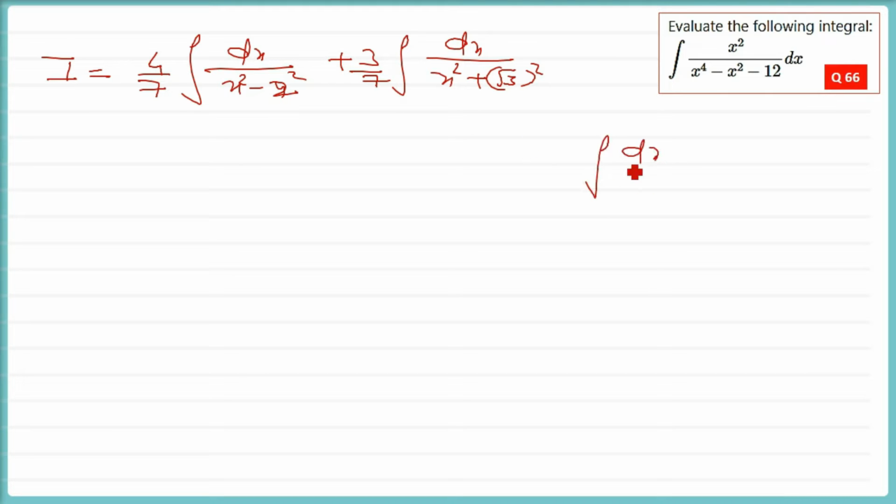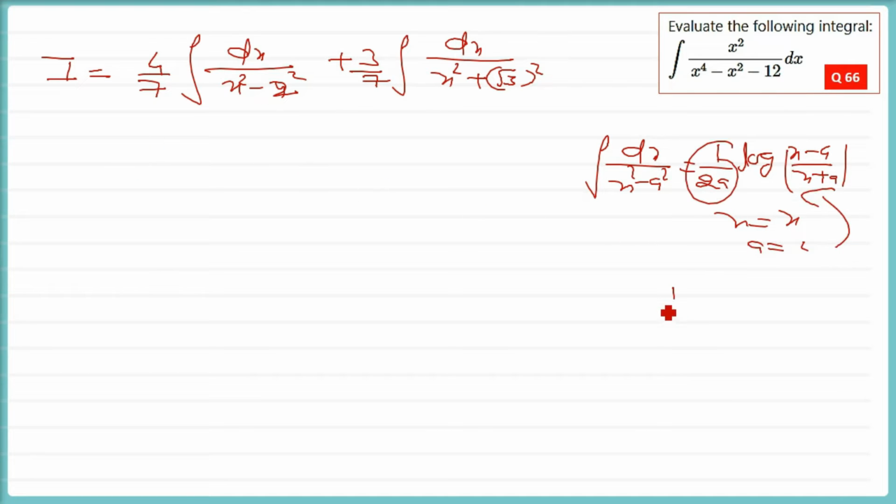So what is the integration of dx divided by x square minus a square? We know the formula of this. It's 1 by 2a log modulus of x minus a by x plus a. X in this case will be x only, and a in this case will be 2, and put it here. So this will be 1 by 2a. What is a? 2. So 1 by 4. 4 by 7 is already leading, so multiply this 4 by 7 into 1 by 4. You'll get 1 by 7 only, and use this formula which I just indicated.